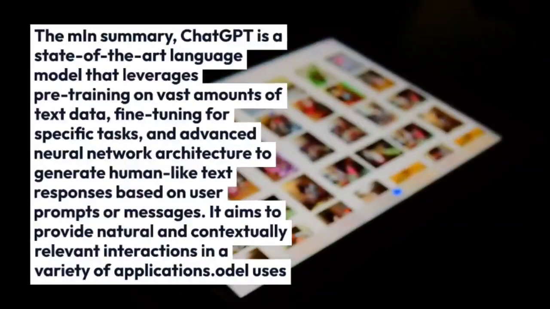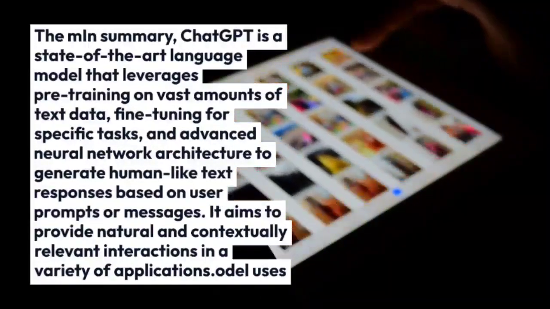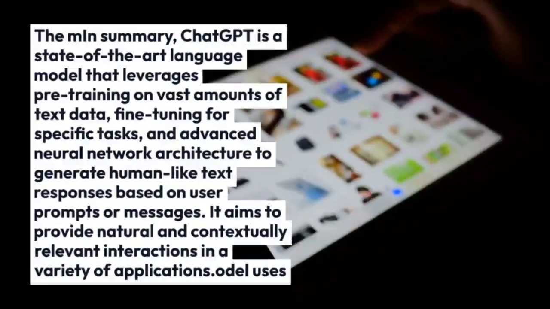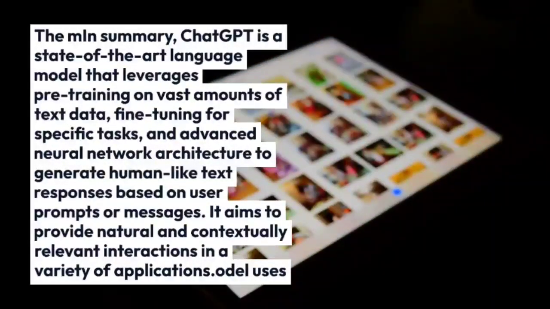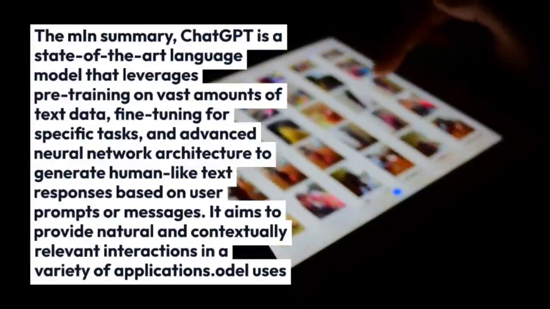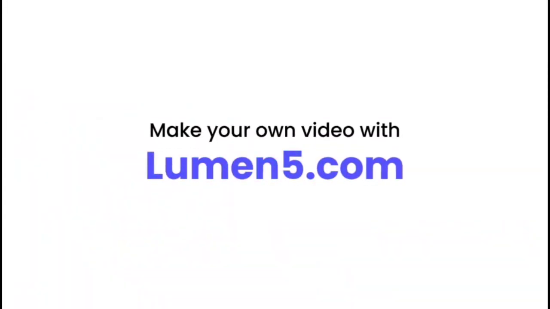In summary, ChatGPT is a state-of-the-art language model that leverages pre-training on vast amounts of text data, fine-tuning for specific tasks, and advanced neural network architecture to generate human-like text responses based on user prompts or messages. It aims to provide natural and contextually relevant interactions in a variety of applications.